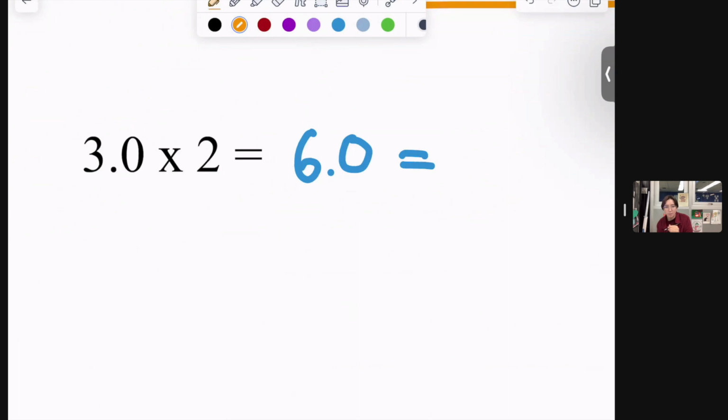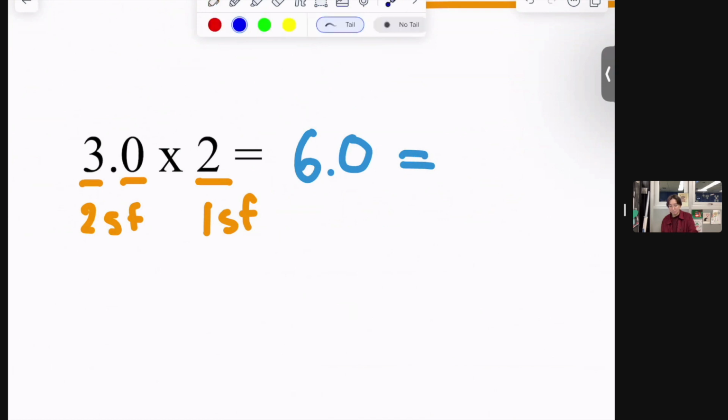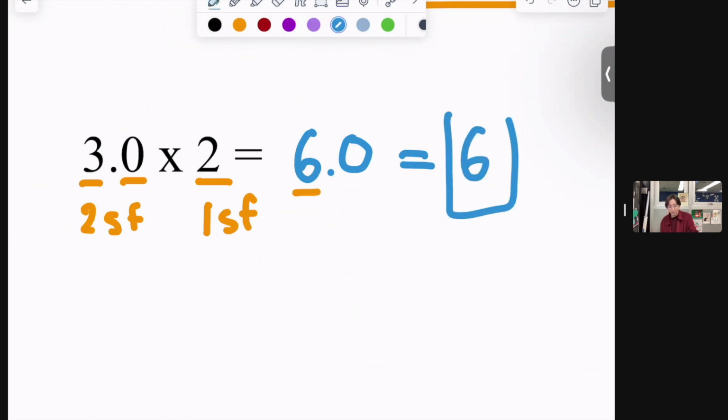To decide how to actually round this, we look at our starting number of sig figs. So in both things we started with, 3.0 has 2 sig figs, 2 has 1 sig fig. So whichever starting value had fewer, that's what you round to. So 2 sig figs versus 1 sig fig, we're going to have to round our answer to 1 sig fig. So just 1, so our answer is only 6. 1 sig fig.